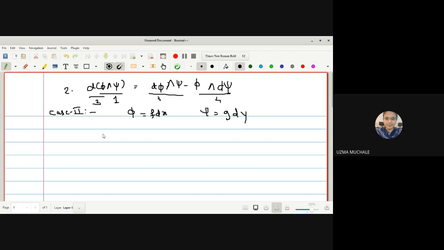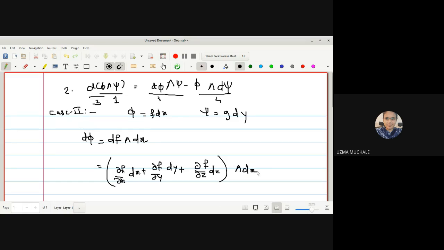First we will find out d phi. Okay, we have phi inside. So let me calculate what d phi is. It is nothing but df wedge product with dx. Now everyone knows how to write df. df is nothing but dou f by dou x dx plus dou f by dou y dy plus dou f by dou z dz, wedge product with dx.